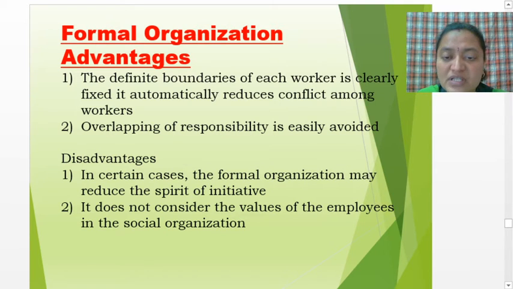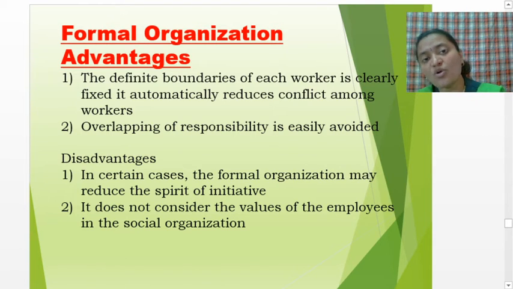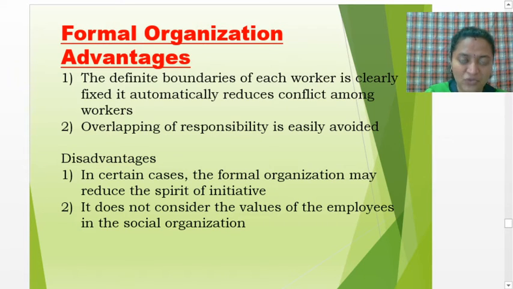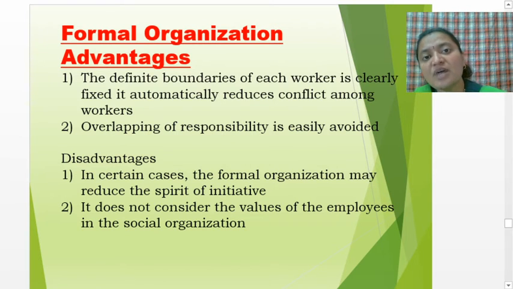Then overlapping of responsibility is easily avoided. What do you mean by overlapping? Overlapping means one responsibility after the other. Suppose the supervisor tries to allocate work to the worker: he gives one work, and at the same time he gives another work. If the responsibilities keep on overlapping, one after another, continuously, it will put more pressure on the worker. So that is avoided in the formal organization. Then next we can study the disadvantages.